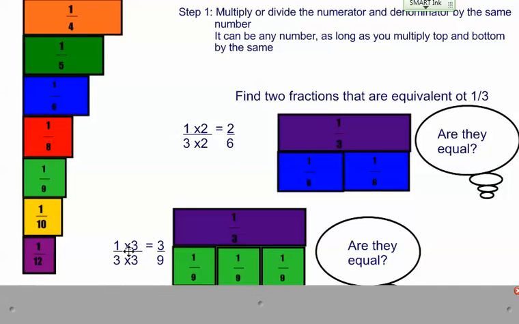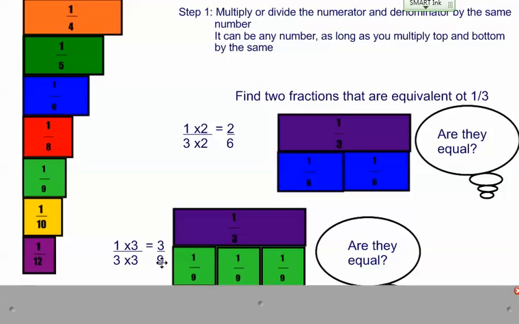Okay, now I multiplied the top and bottom by the number 3. Again, you can pick any number you want. If you wanted to use 100, you could. I just picked 3 because it's easy to work with. 1 times 3 is 3. 3 times 3 is 9. The top and bottom have to be multiplied or divided by the same exact number.